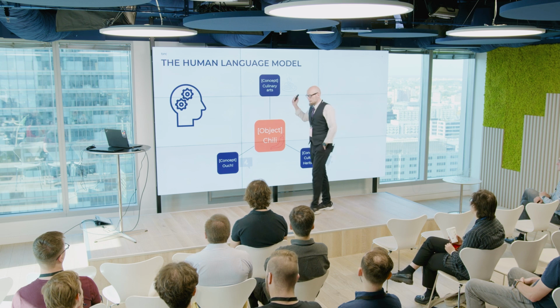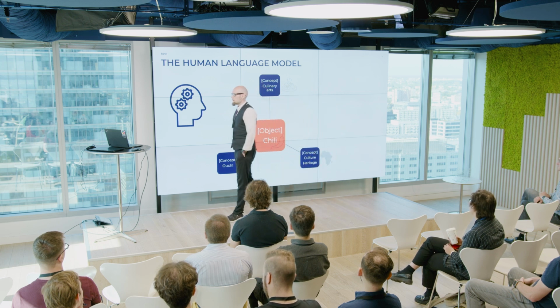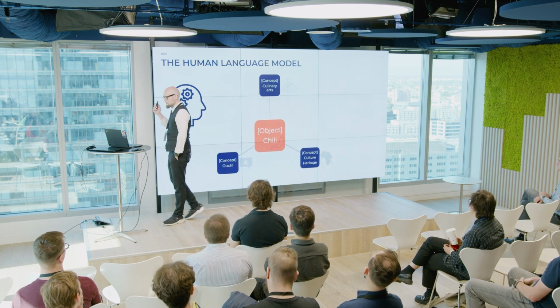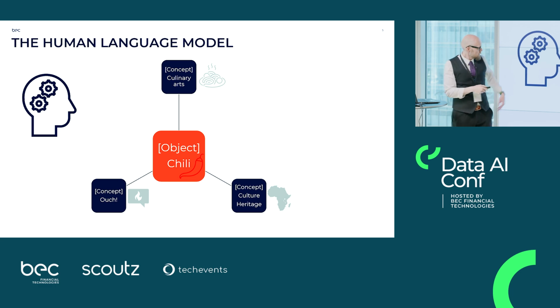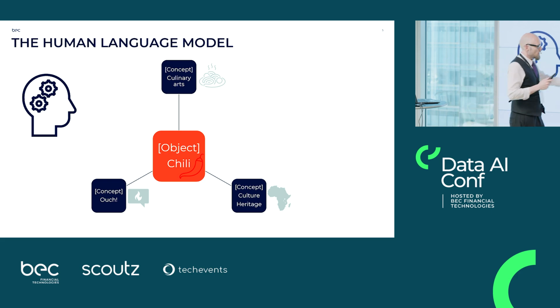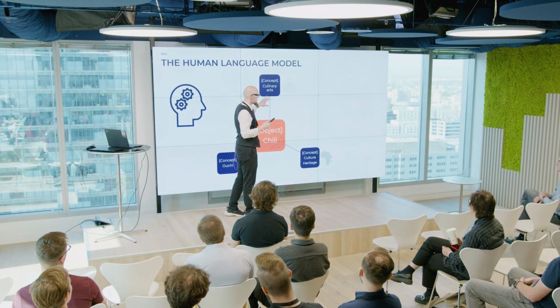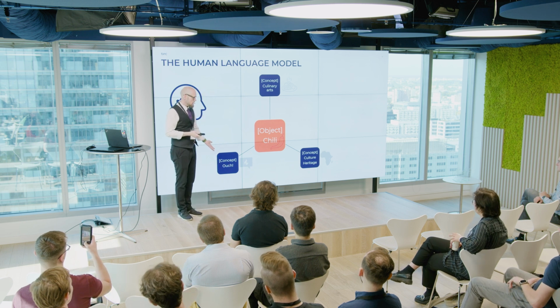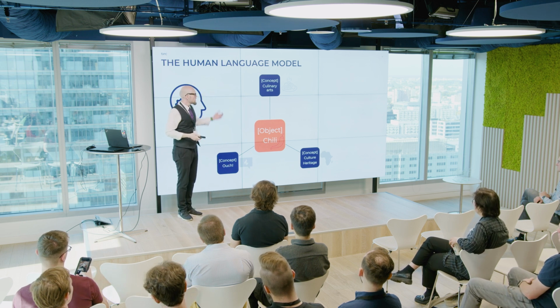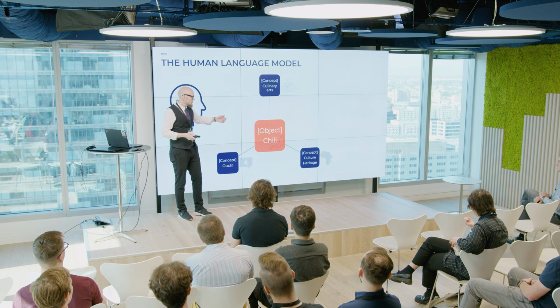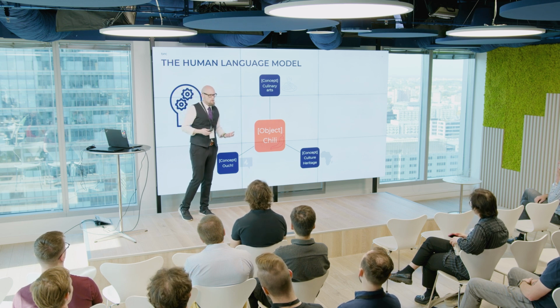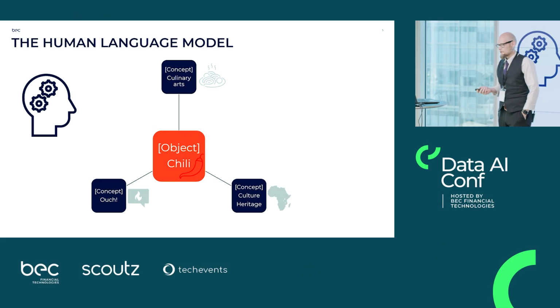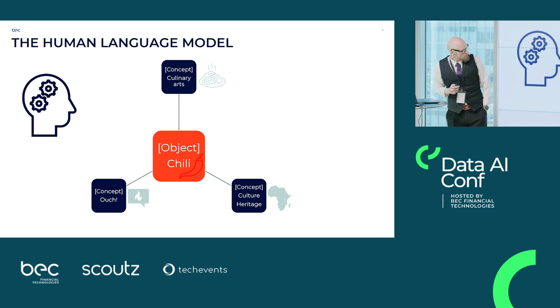So, let's start looking at the large language model. This is the human language model. That's me. I'm thinking about an object, a chili fruit. An object has different concepts associated with it. For example, when I think about a chili, I think about it has capsaicin, it hurts the tongue. It's used in culinary arts. It is related to culture heritage for certain cultures. Okay, this is pretty simple, yeah?